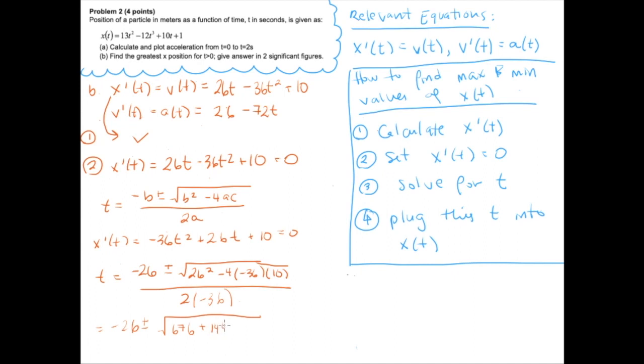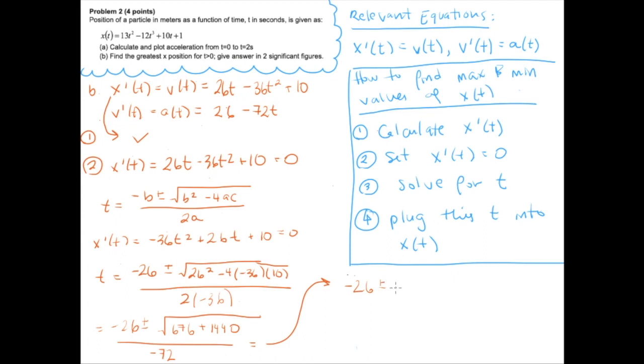All right, so inside that square root, I just squared 26, which is 676, and I did minus 4 times minus 36 times minus 10, which is minus 1,440. And then in the denominator, I have 2 times minus 36, which is minus 72. And I'm just slowly working out this whole little equation here.